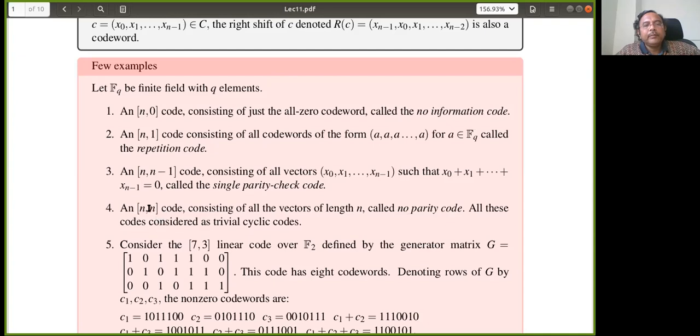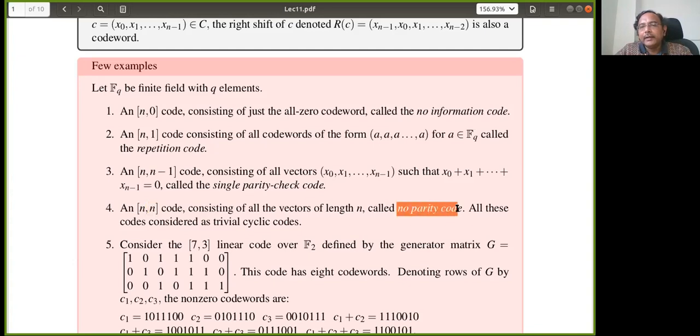k equal to n means my G is an n cross n matrix. G is a k cross n matrix generally, but now an (n, n) code means an n cross n matrix. You know that G is a k cross n matrix and the rank of G equals k. Now you are correct that G is the identity matrix, right? Then what is my code C now, in that case? It is the whole of the space.